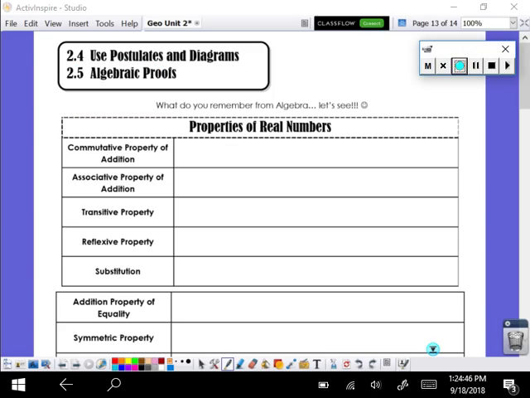All right, class, you've just finished taking your little quiz, your 2.1, 2.3 quiz. Now it is time for some algebra review and a couple of new postulates.